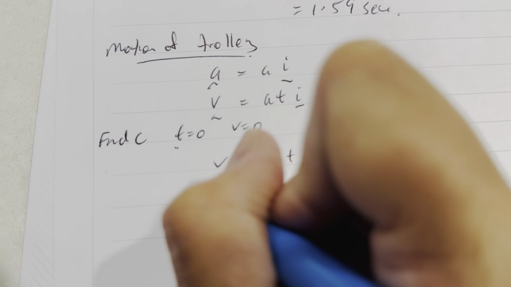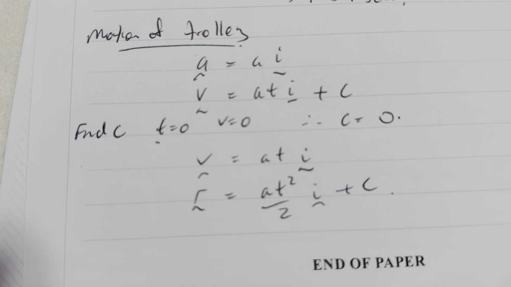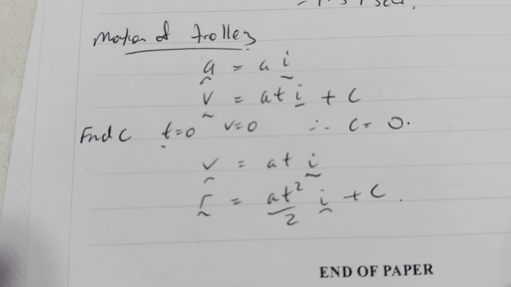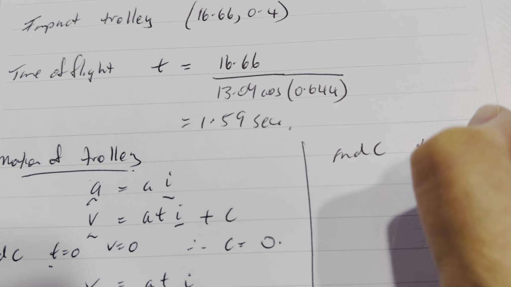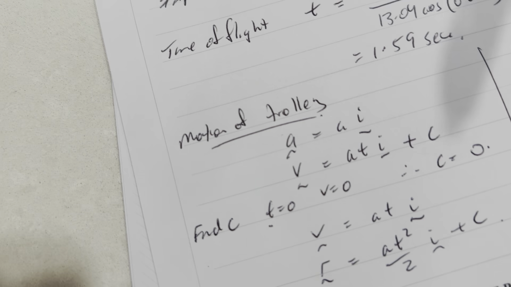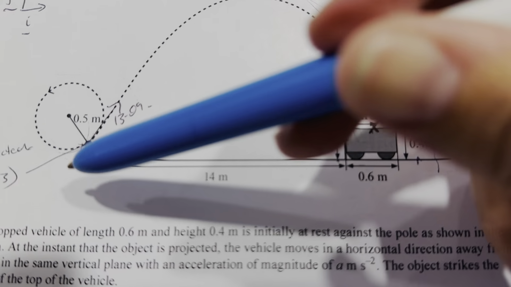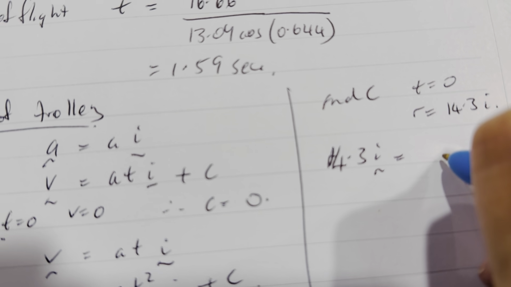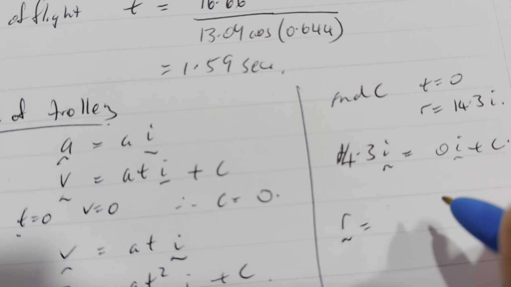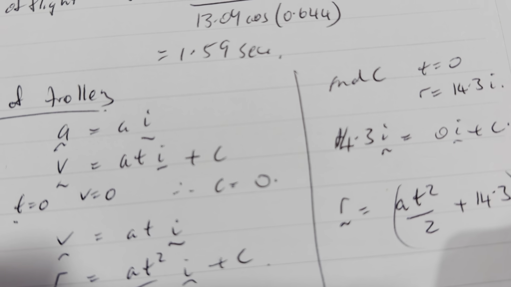We want to go to position, so let's go to r. Integrate again: a t squared on 2 i plus c. We want to find c again using its initial position. At time equals 0, r equals 14.3 i, remembering initially we're talking about the middle of the trolley. An easy mistake is just to say 14, but we actually want the middle of the trolley, so that's 14.3. So 14.3 i equals 0 i plus c, so that's my c value. r equals a t squared on 2 plus 14.3 i.